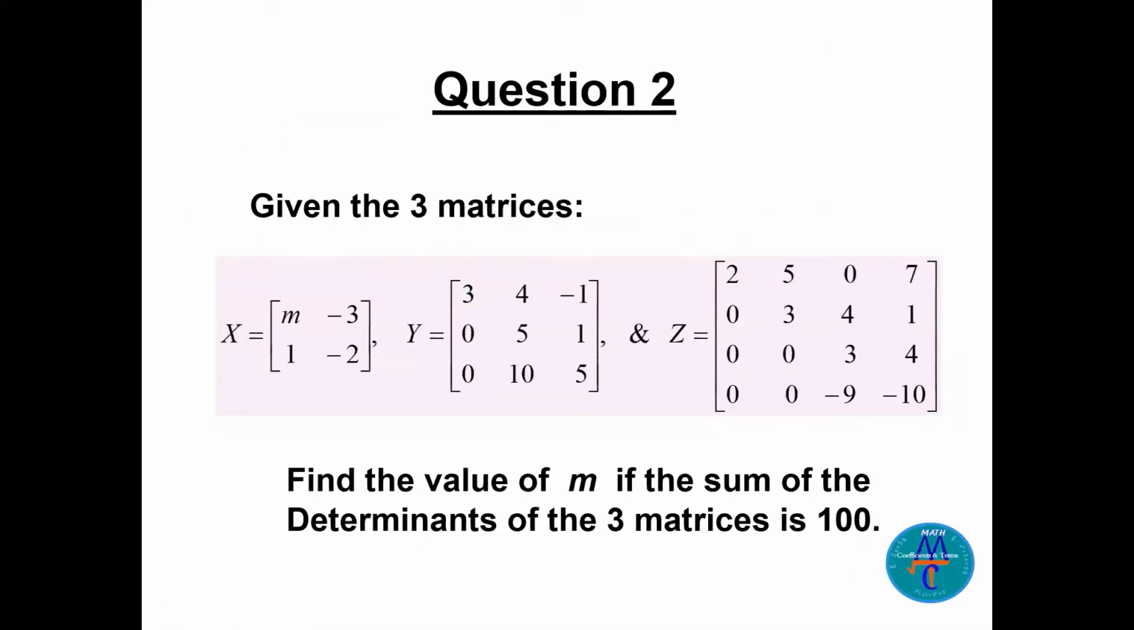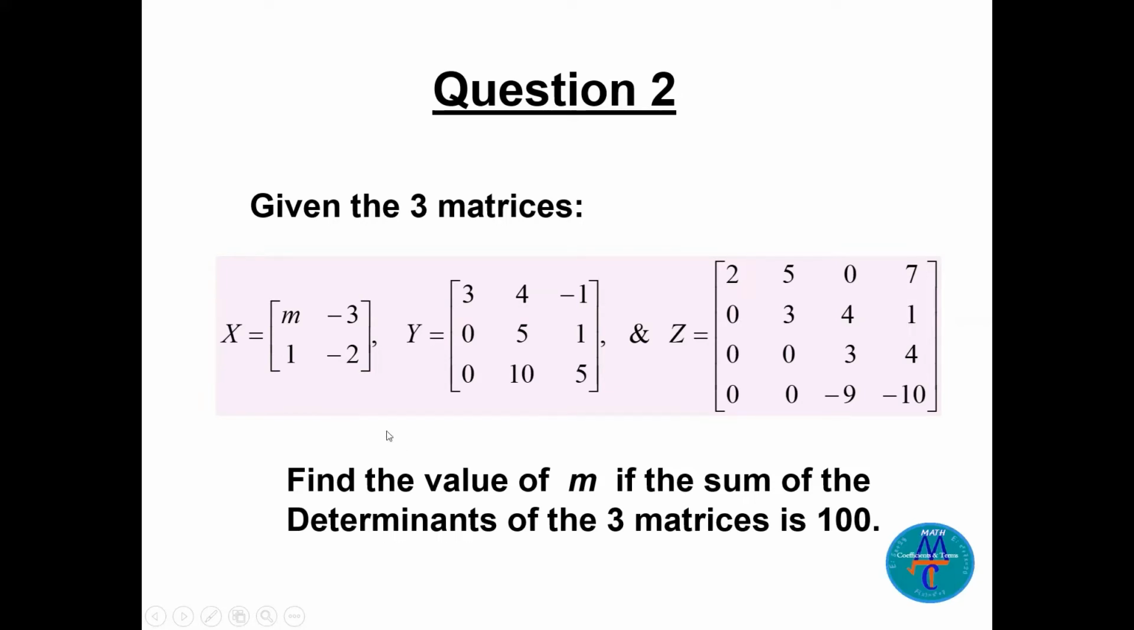Question number 2 is a nice question. Given the three matrices, capital X is M, minus 3, 1, minus 2. Capital Y is 3 by 3. So capital X is 2 by 2. Capital Z is 4 by 4. Find the value of M. We need this value here, if the sum of the determinants of the three matrices is 100.